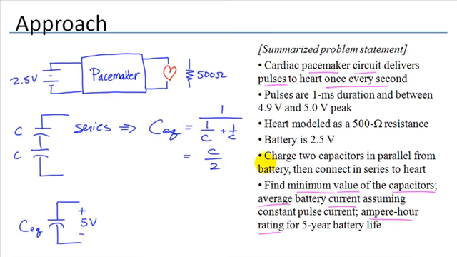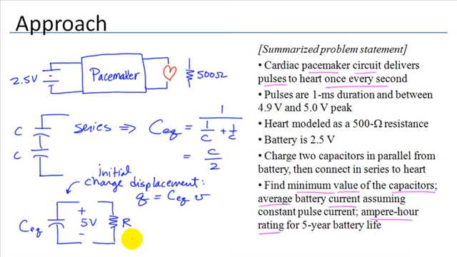Now this equivalent capacitance is charged effectively to 5 volts, because when they are stacked in series, that gives us 2.5 times 2 volts. Now the initial charge displacement as a result of the charging phase would be Q, which is the equivalent capacitance times that 5 volt value.